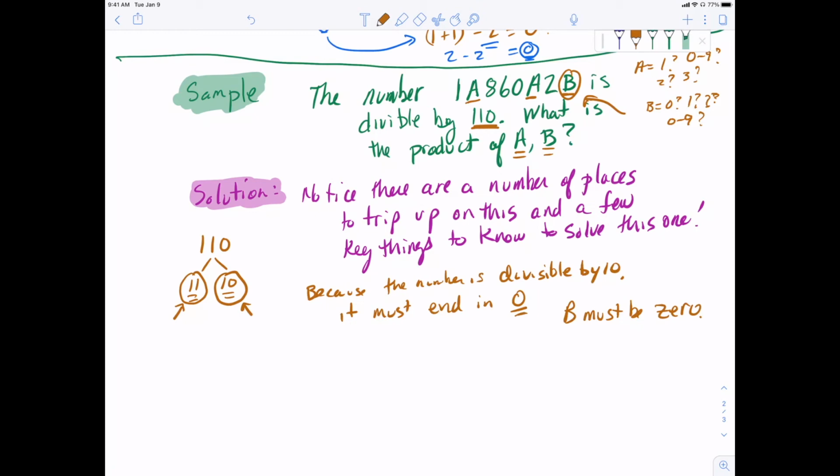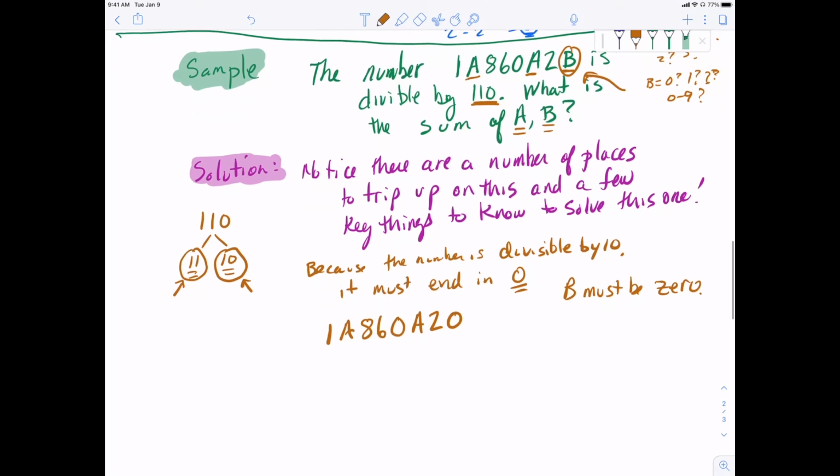So I'm going to change the problem. I'm going to make this a sum. That means we need to know what A plus B is. So now we still have to keep going and get A. Okay, so we know B must be 0. So now we know that the number is 1A860A20. Okay? Well, let's keep going with the problem.